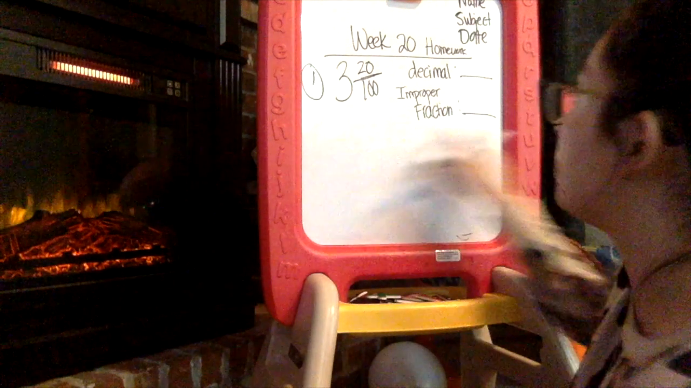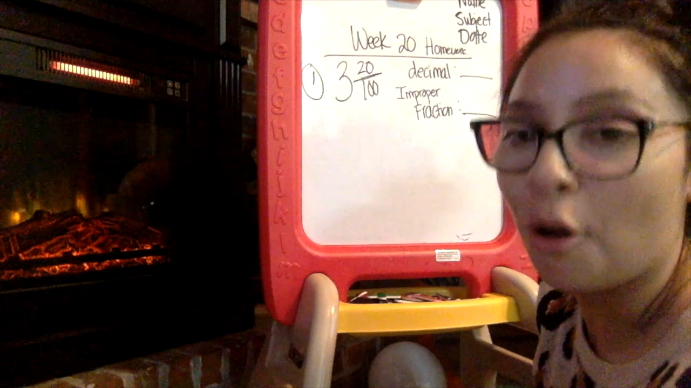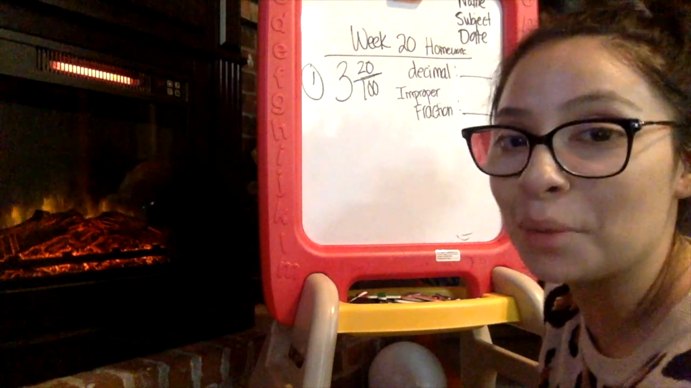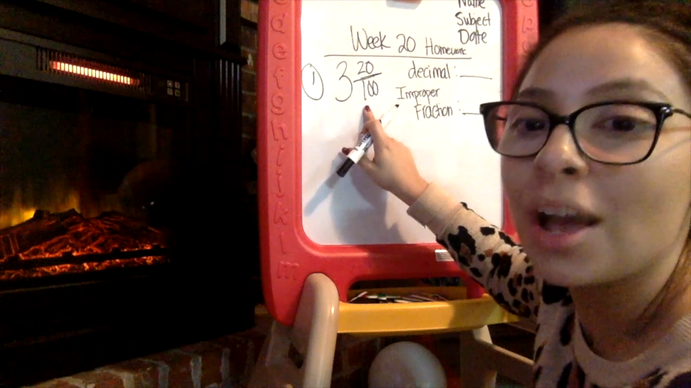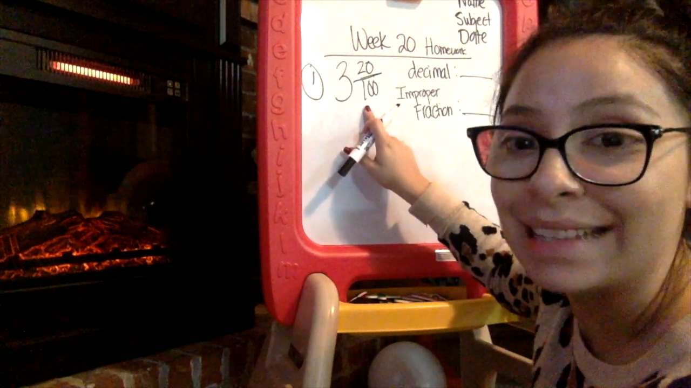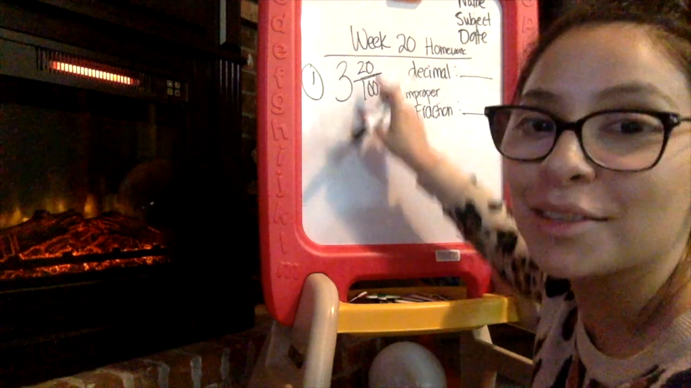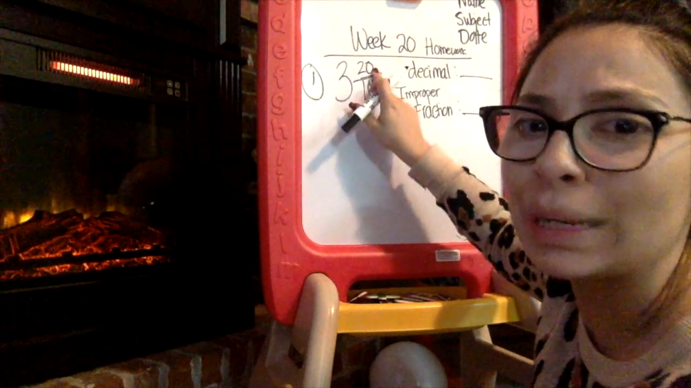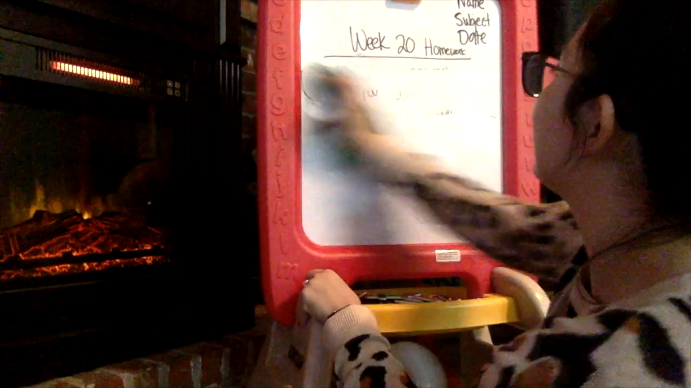So that's number 1. So 3 20/100. Hopefully we know what that looks like as a decimal. If you know what the denominator is, you know you're talking about pennies if it's hundredths, because there's 100 pennies in a dollar, okay? So think about $3.20, how many cents? Okay, that's the first one.